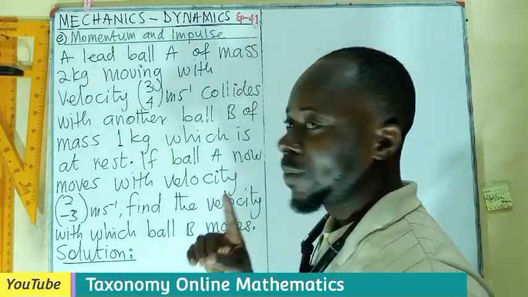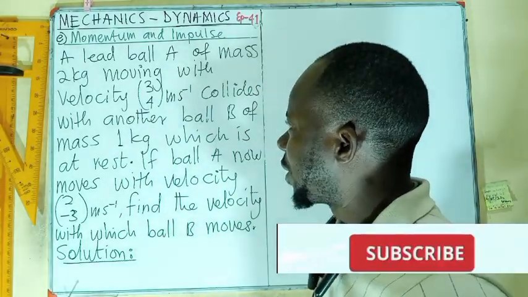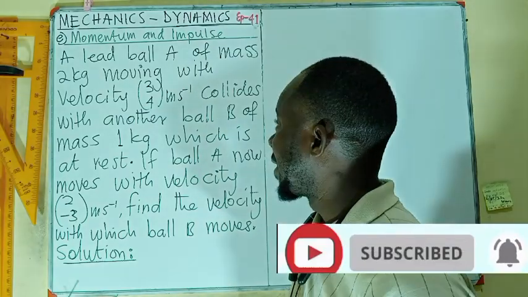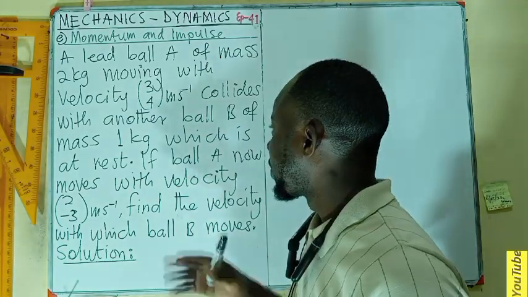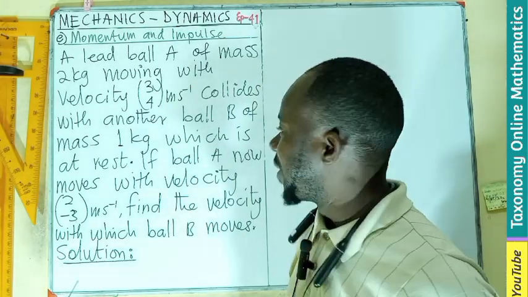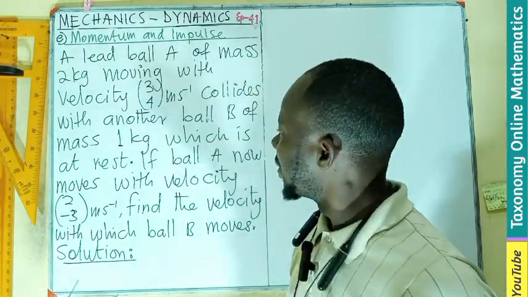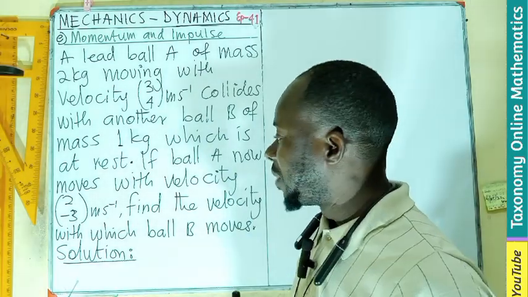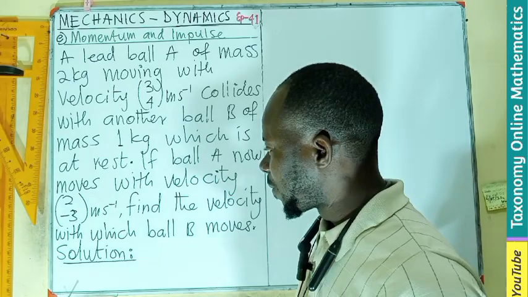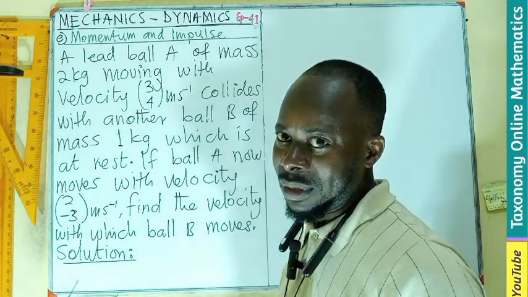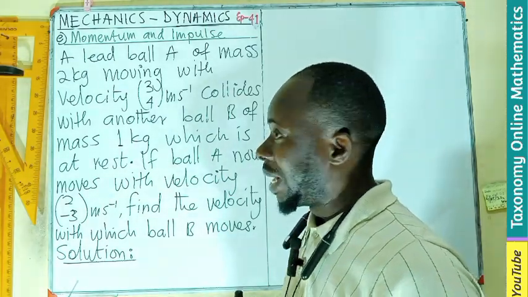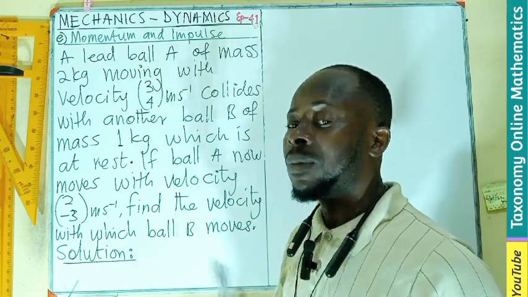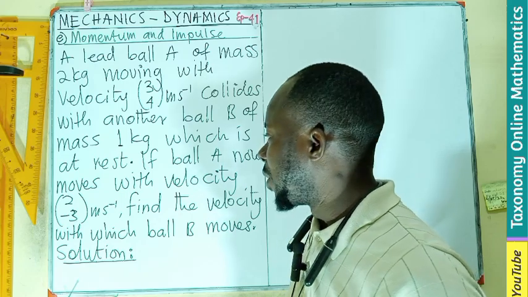So, a lead ball A of mass 2 kg moving with velocity in vector form (3, 4) meters per second collides with another ball B of mass 1 kg, which is at rest. If ball A now moves with a velocity of (2, -3) meters per second, you have to find the velocity with which ball B moved. So this is obviously the law of conservation of momentum. Momentum before collision equals momentum after collision.